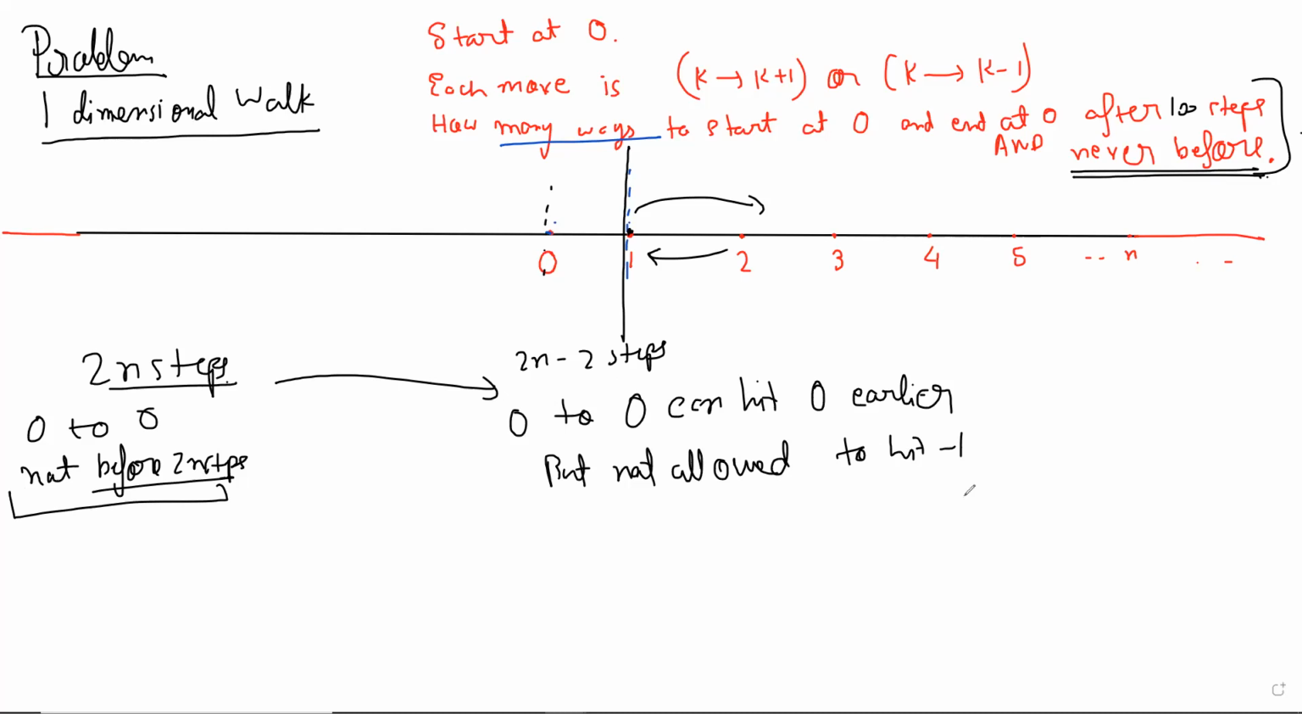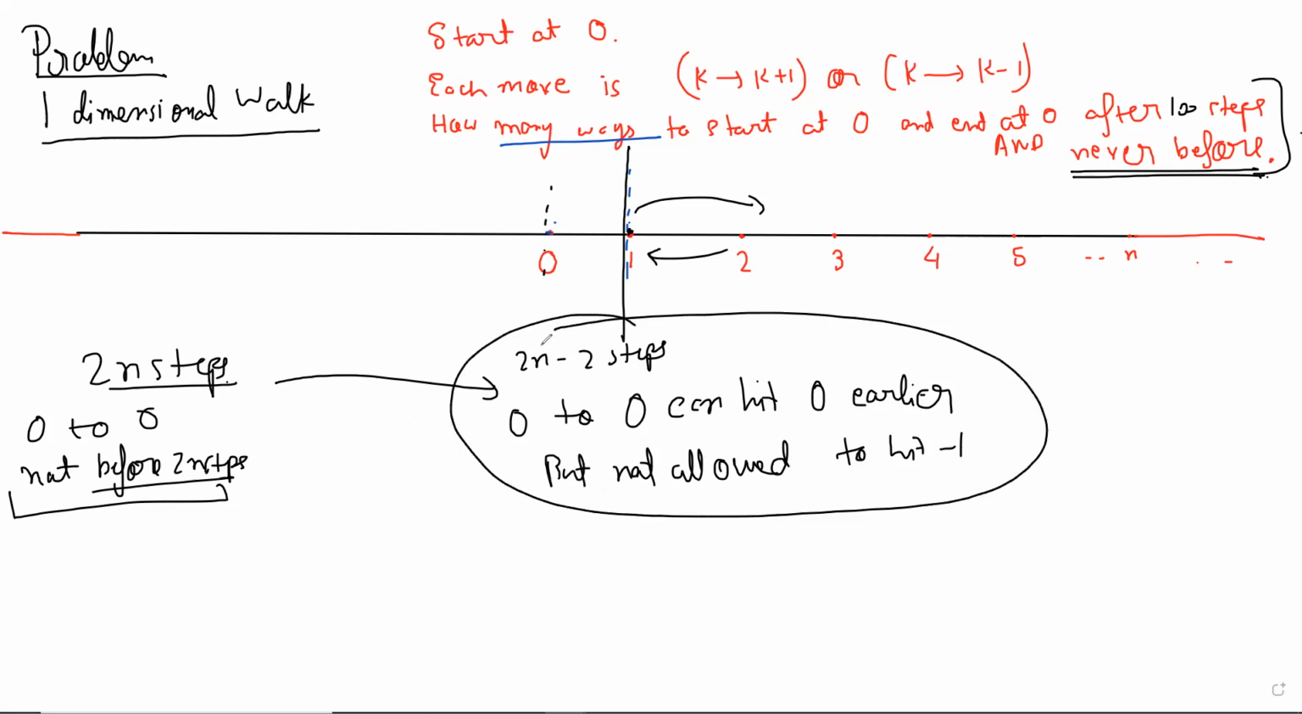Yeah, that is the same thing, but the point is that the flavor of the question has changed. Here we did not even allow you to hit 0 again. Here we are saying, okay, you can hit 0, fine, but you're not allowed to go to -1. You're not allowed to go to the left. This is the reduction we made. Now in this you have 2n minus 2 steps. You are starting at 0. You can come back to 0 in between, but you're not allowed to go to the left.